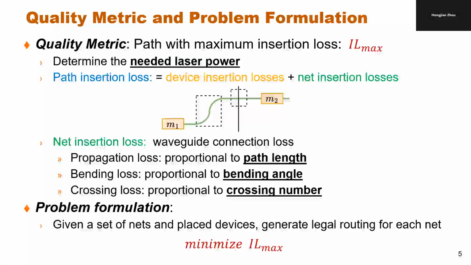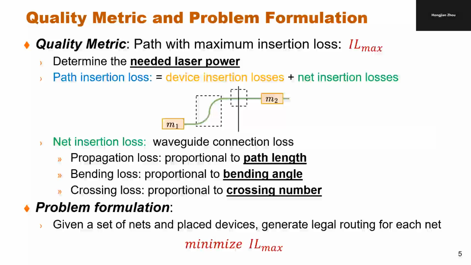Then it comes to quality metrics to evaluate the routing solution. The maximum insertion loss among all the path insertion losses in the system is a very important metric in photonic circuits. It tells the maximum power loss when the light goes through the system. So it determines the needed laser power.